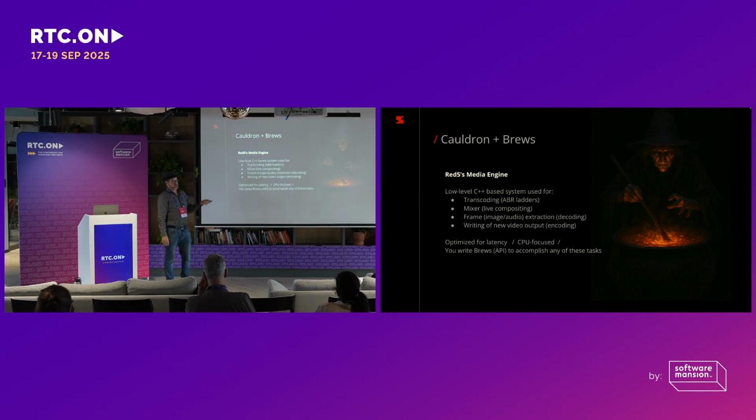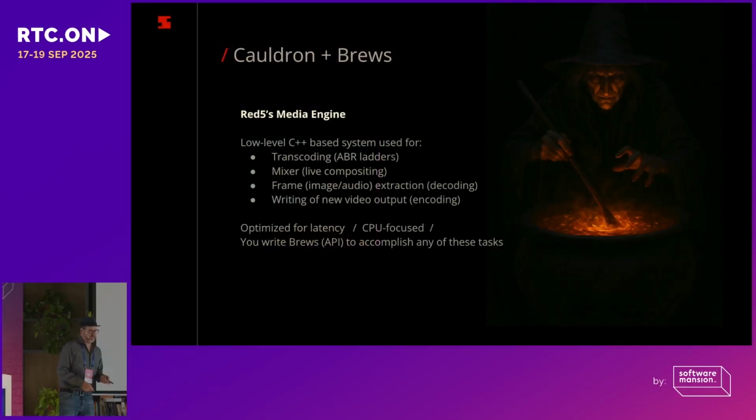We also have a compositing engine we call the Mixer. I know not the most creative name, but it works. And then the frame extraction is stuff that we're talking about, and writing of new video, which is the encoding part. So decoding and encoding. It's optimized for latency. It's also built for CPU. We haven't really focused as much on GPU, mainly because all the AI engines are eating all of them up, and getting access to these things is crazy and they're expensive. So that was the main reason we did it. And then the brew is a C++ API that you can use to actually write these very custom things.